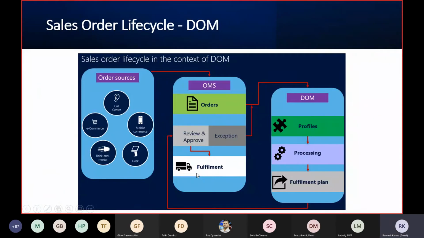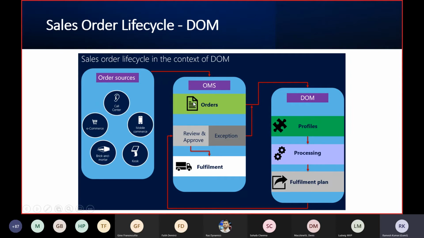Now we can see the life cycle of a sales order in distributed order management. Basically, it's an enhanced or advanced version of material requirement planning. So here you can see all the order sources, which are from e-commerce, mobile, or brick and mortar retail stores, and call center. All these orders will be synchronized to the order management system.